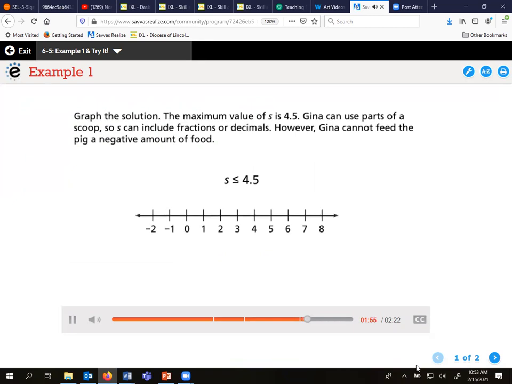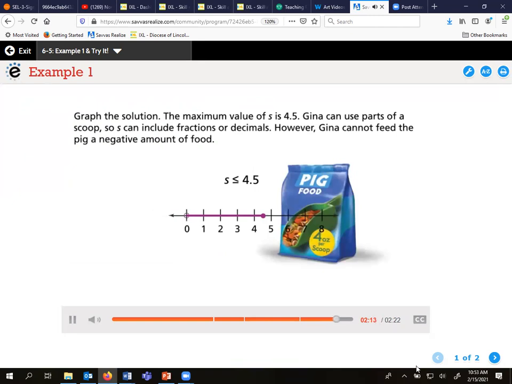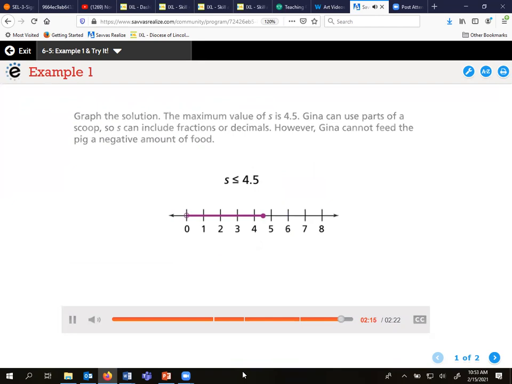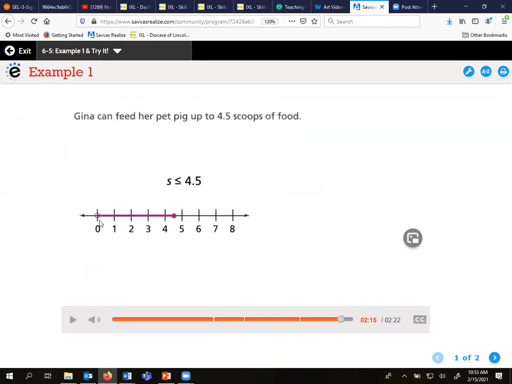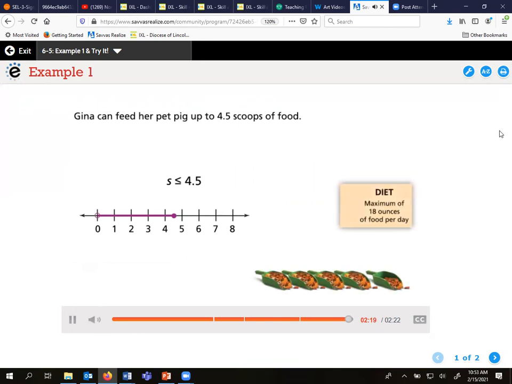Now let's graph the solution to our inequality. The maximum value of s is 4 1/2. Let's check that our solution is reasonable in this situation. Gina can use parts of a scoop, so s can include fractions and decimals. However, Gina cannot feed the pig a negative amount of food. If you look, they used an open circle on 0 because she really can't feed the pig no food, but she can feed the pig anything up to no food. So like the littlest bit up to 4 1/2 scoops. Gina can feed her pet pig up to 4 1/2 scoops of food.